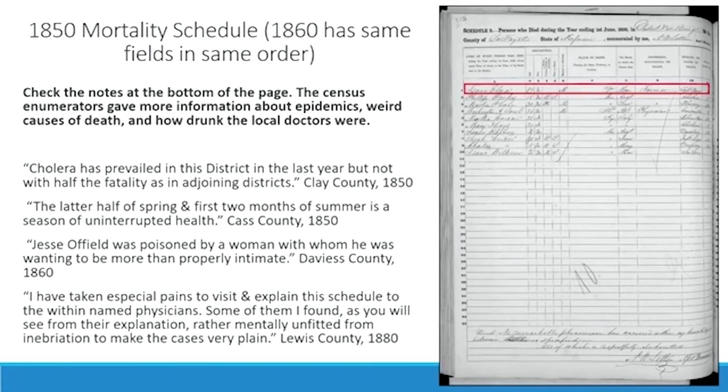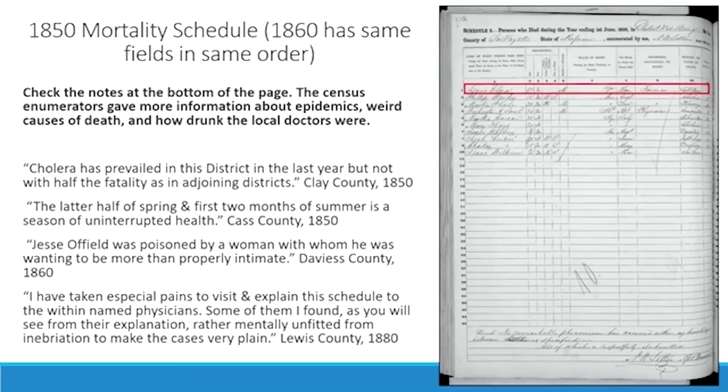One of the really cool notes on these is you want to pay attention to the notes at the bottom of the page. The census enumerators would provide information about epidemics in the area, weird causes of death, and notes about how drunk the local doctors were, which might mean you need to take the cause of death in particular with a grain of salt.